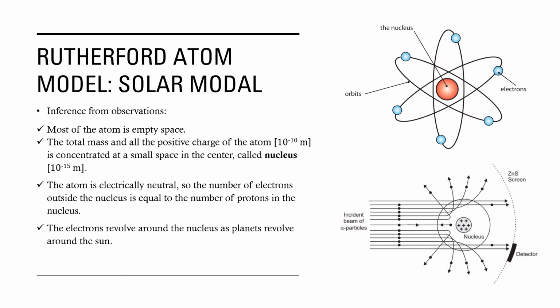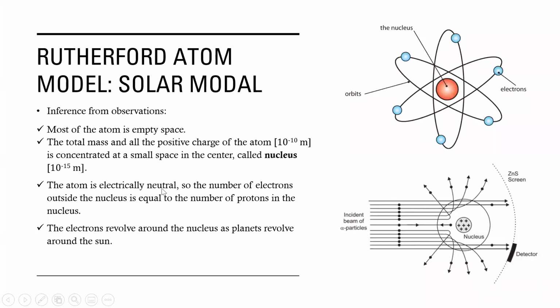So when you take the total mass of the electrons in an atom, it's negligibly small compared to the total mass of protons and neutrons together. That is why he says that the total mass and all the positive charge of the atom is concentrated in the small space in the center, which is called the nucleus. If the size of the atom is an Angstrom, the size of the nucleus will be a Fermi. So the nucleus is very small and it is in the center.